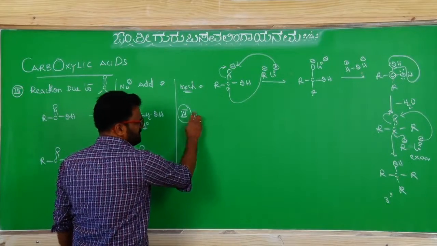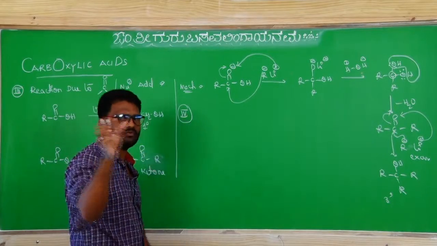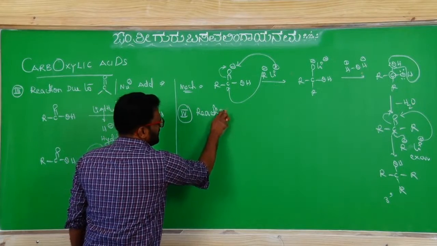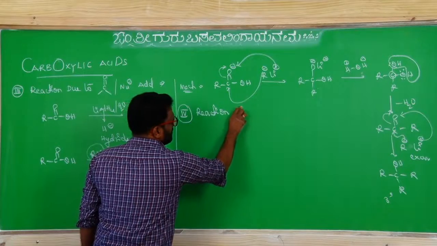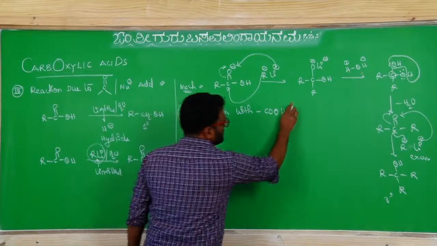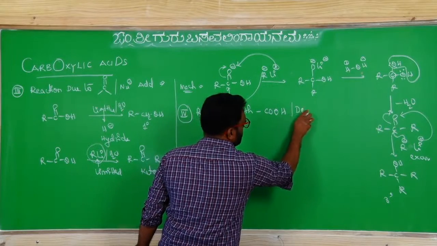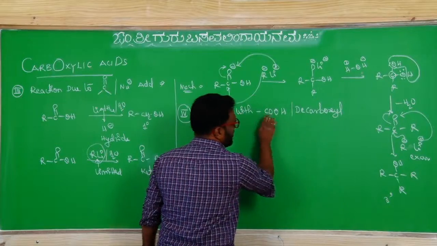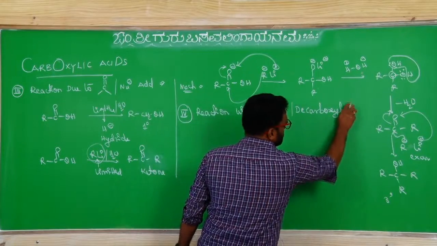What is the fourth type? Reactions with the carboxylic group, the COOH group. Another name for this is decarboxylation. Loss of carbon dioxide is said to be decarboxylation.